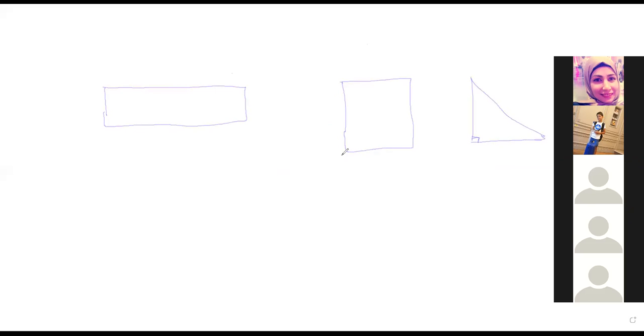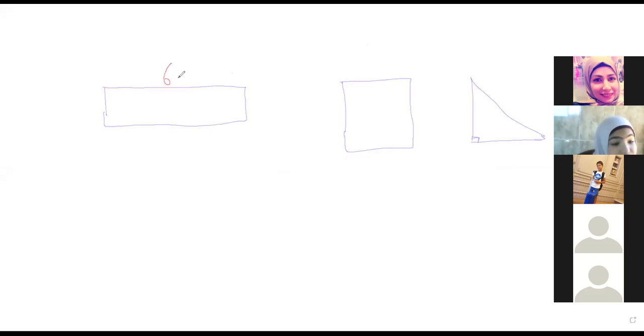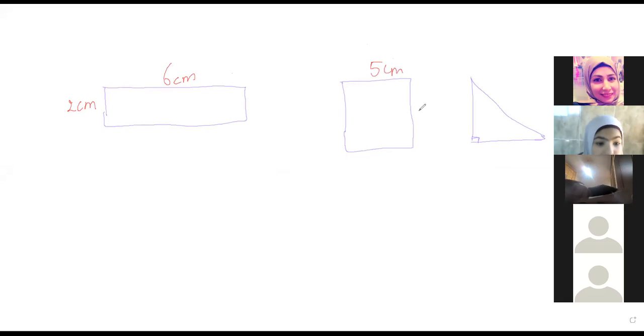Okay. Here the length of this side, let's say 6, and here it's 2. Here, 5 by 5, for example. This side 1. Here there's a trick. This side 3, let's say, and this one 2.